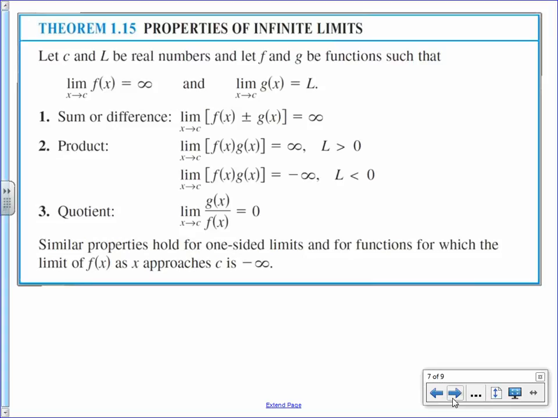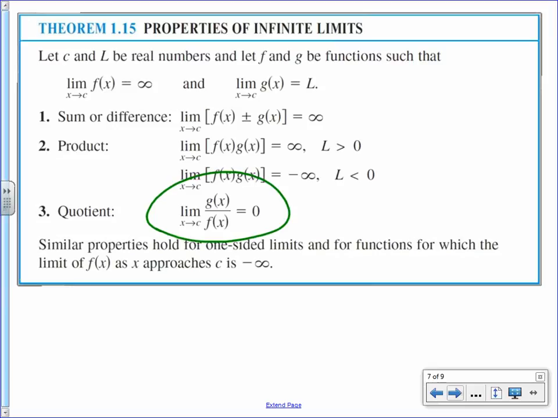Depending on the sign of L. If L is negative, then it would be negative infinity. If we divide, if we take a value divided by infinity, then it is 0. Because let's think about that. You're taking a number divided by something that just keeps getting bigger and bigger and bigger. It's 0.